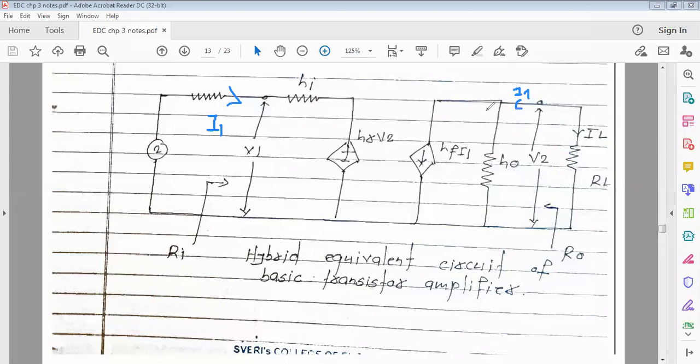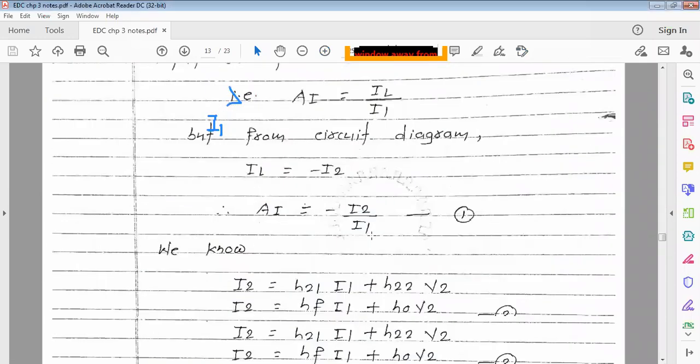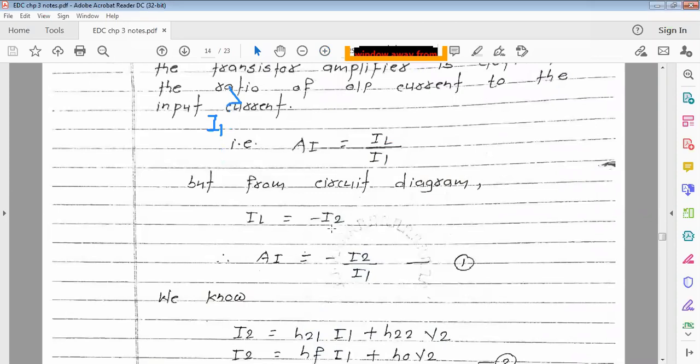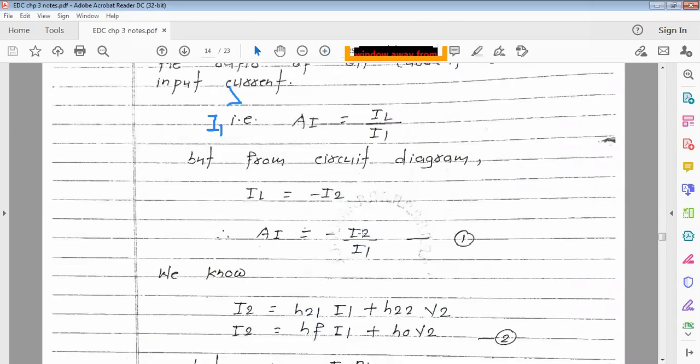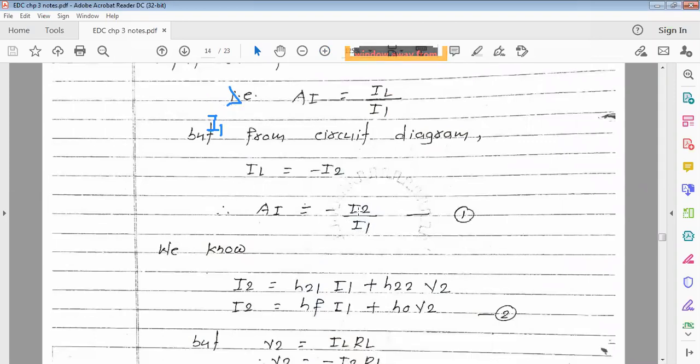We have to write that in our equation. IL is nothing but minus I2. So what is the current gain in that case? Minus I2 upon I1. Now we know the value of I2. At the start of the chapter, while defining the parameters, we defined I2 as dependent. The equation of I2 is h21 I1 plus h22 V2. Up to this, everyone okay? Is there any doubt?